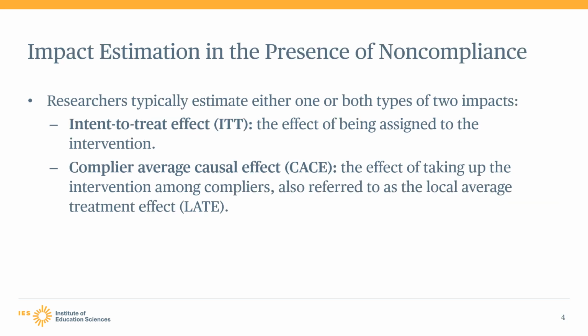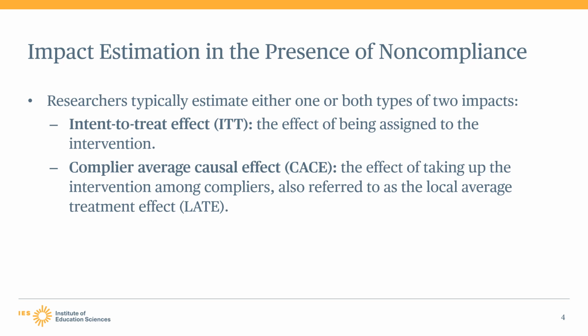When there is non-compliance in an RCT, researchers interested in the effects of education interventions typically will estimate either one or both of two types of intervention impacts. The first type of impact, known as the intent to treat, or ITT effect, represents the effect of being assigned to the intervention. This ITT impact represents the mean difference in outcomes between the assigned intervention group and the assigned comparison group, regardless of intervention receipt.